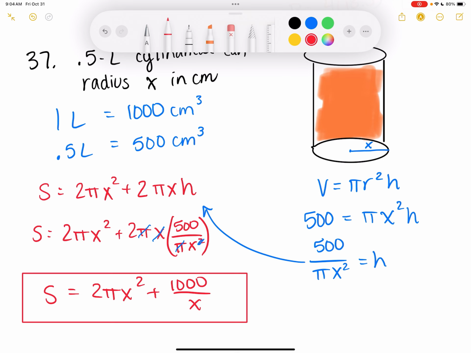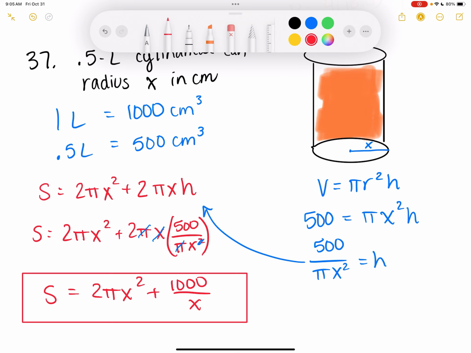Wait, what? So we're not just multiplying 500 over pi x squared by x, we're doing it by 2 pi x? Yeah, all of that, so 2 pi x is multiplied. Does it need to be in parentheses or no? I mean, that's just all one unit. Okay.